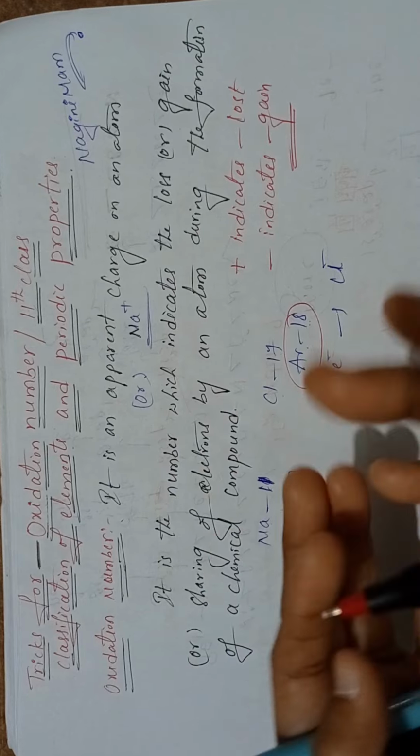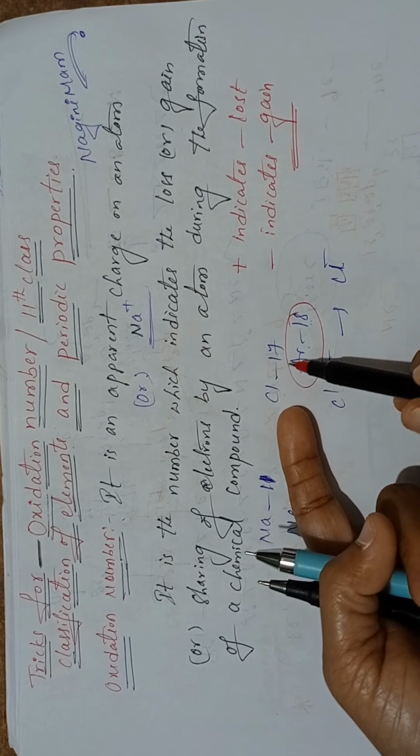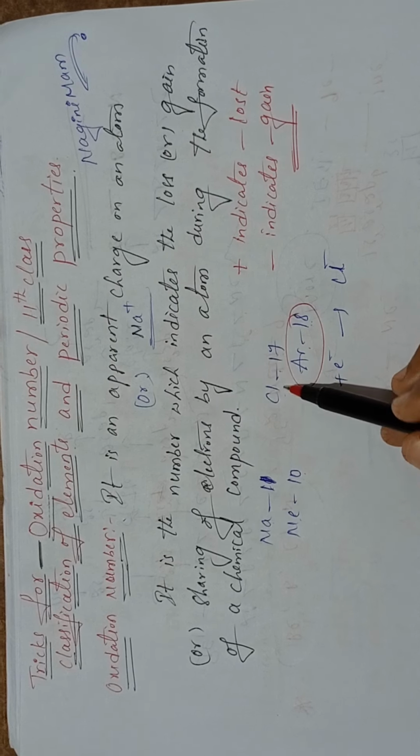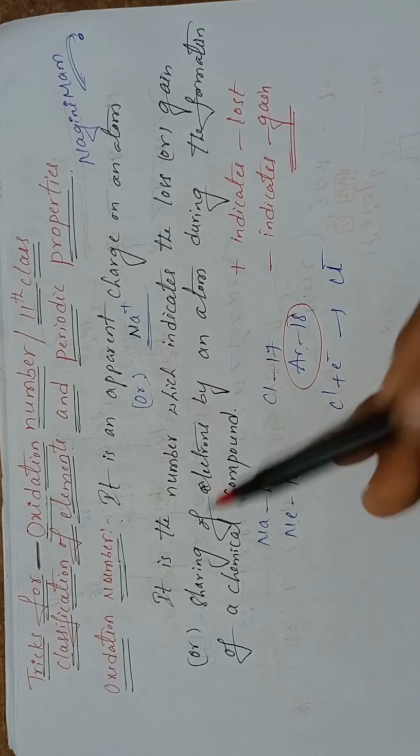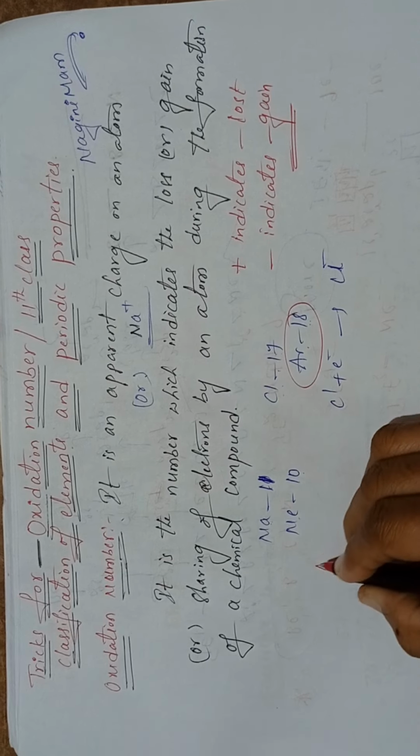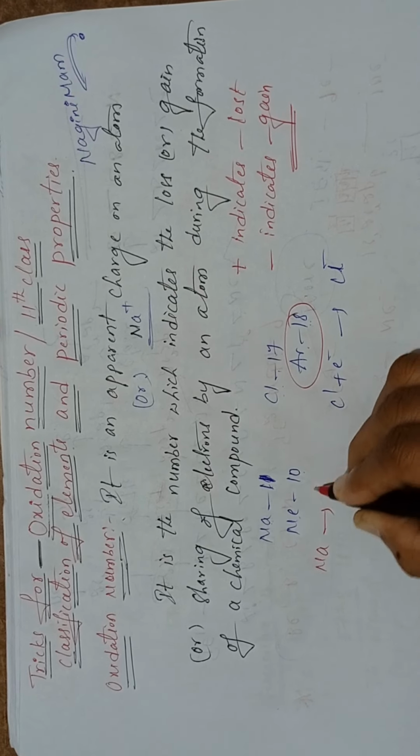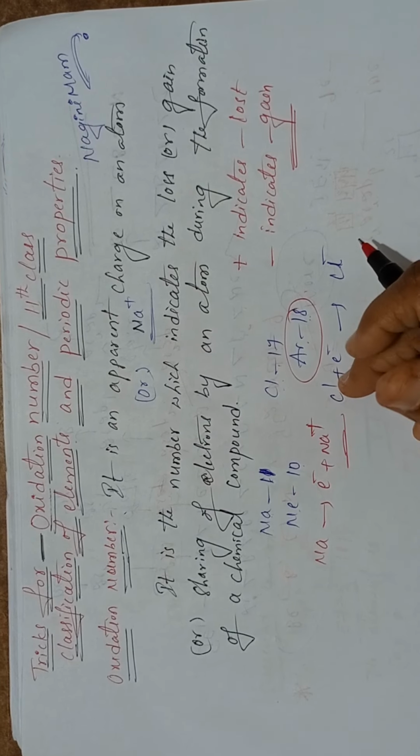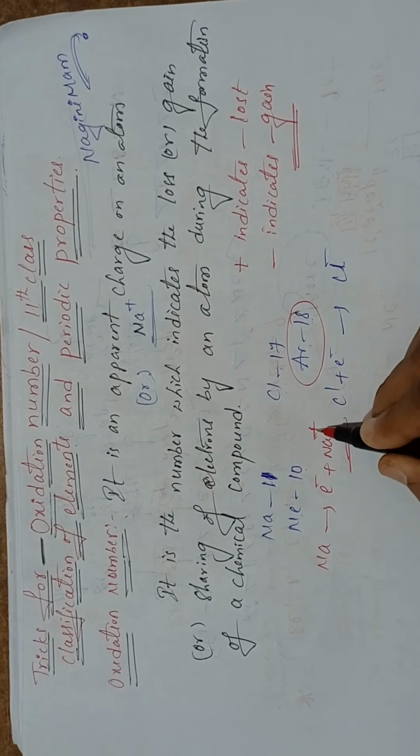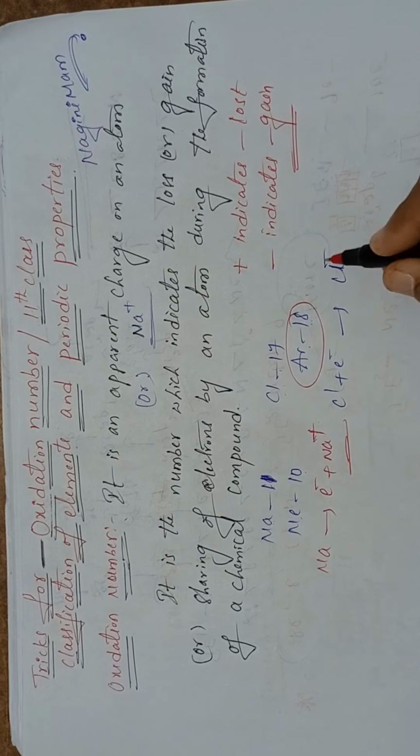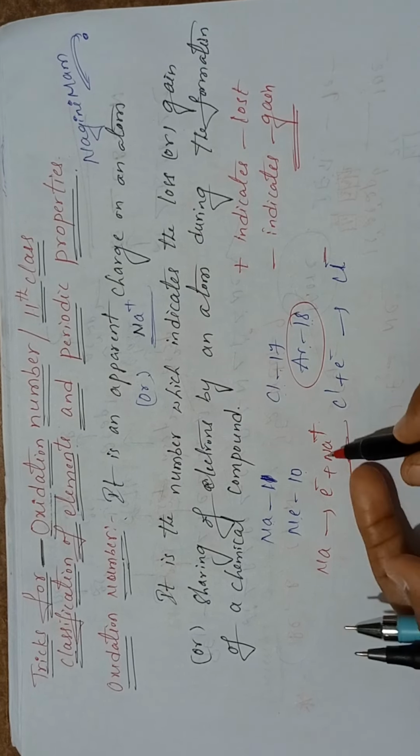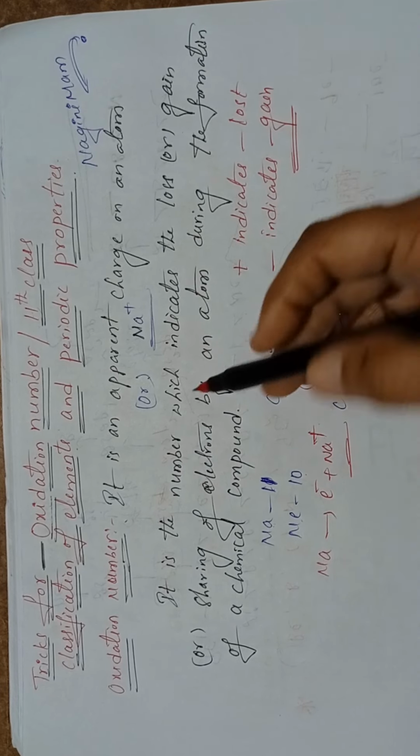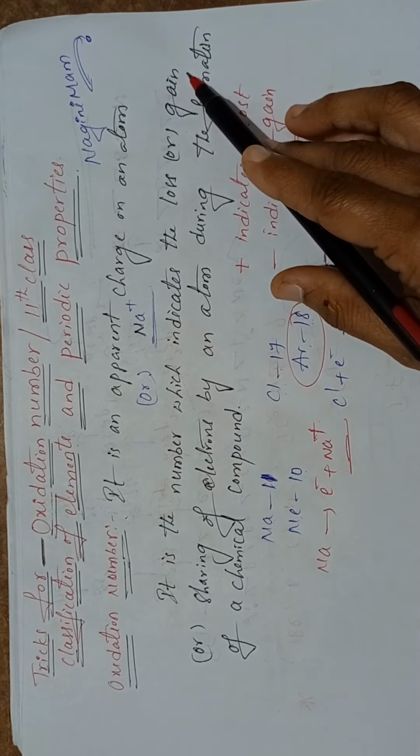So that's why chlorine is ready to combine with sodium, students, because chlorine requires one electron and sodium is ready to lose one electron. By loss of one electron, Na becomes Na+. So Na+ indicates electron lost, Cl- indicates one electron gained. This Cl- and Na+ both form a compound. It is a number which indicates the loss or gain.